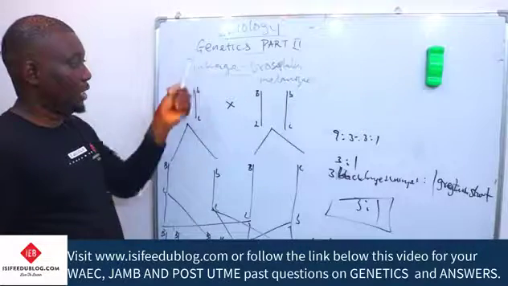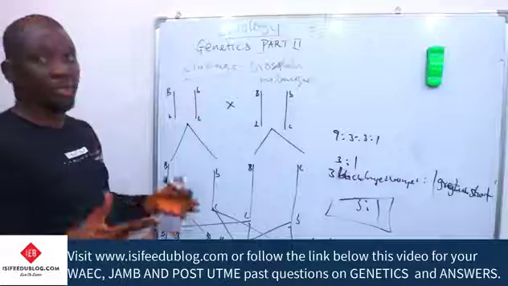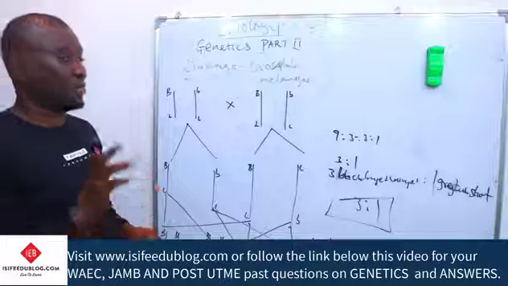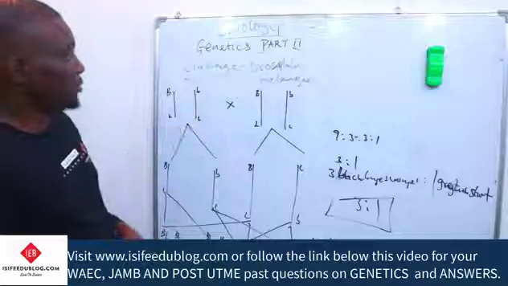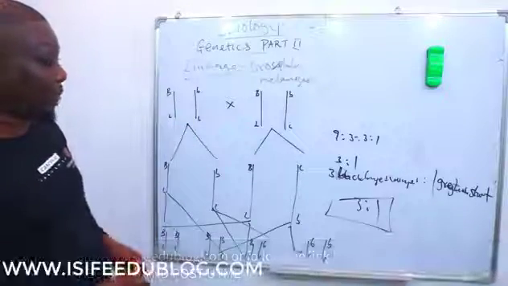And that is linkage. Any two pairs of characters found on the same chromosome are said to be linked, and those genes are linkage genes. That is how this deviated from Mendel's principle.